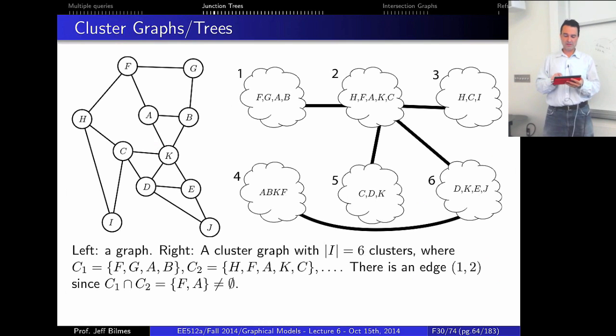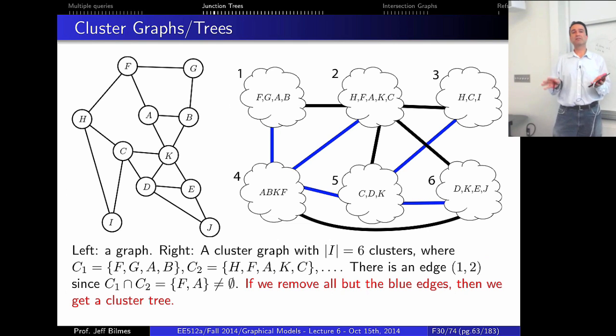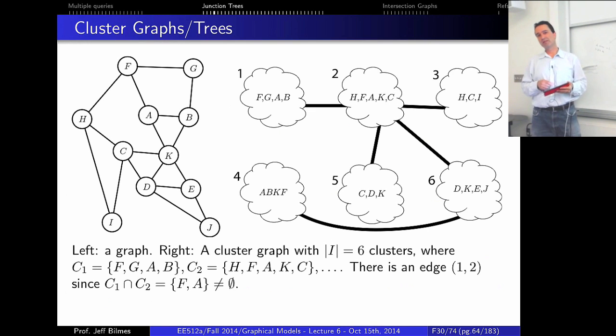How can you just remove the blue edges? This is just sort of an example. So I'm saying this is a cluster graph. If I were to remove these blue edges, we would be left with what we're defining to be a cluster tree.